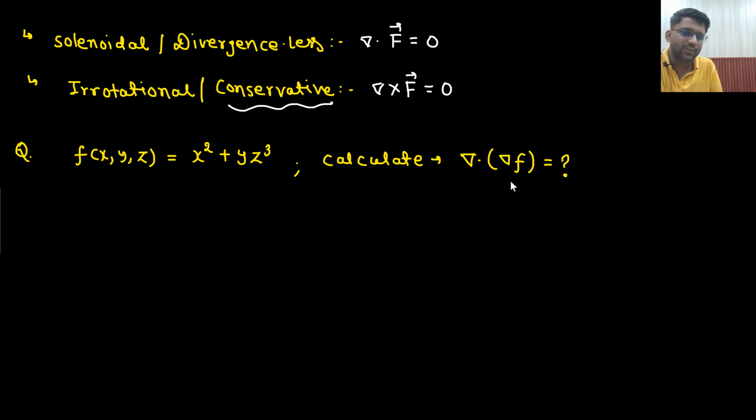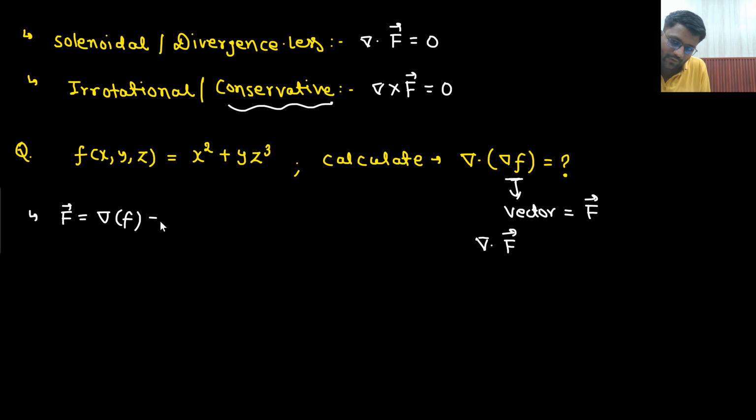Now next question is there, that vector field f is given. What you need to calculate? First you calculate the gradient. When I calculate the gradient, this will be a vector quantity. Let's just call it f vector. After that, you calculate the divergence. This is what they are asking. So first you calculate the gradient of f, then you call it f vector, and then you calculate the divergence.